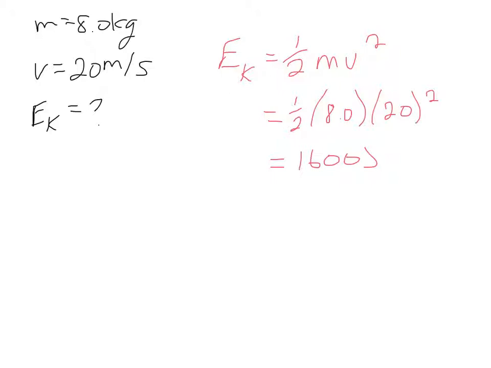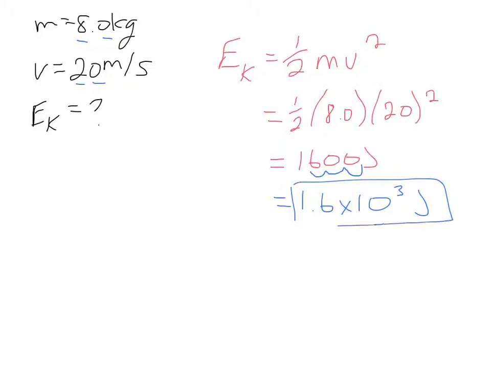If we look back, our significant digits are 2 and 2, so we need to give 1.6 times 10 to the, we had to move the decimal place 3 times, so times 10 to the 3 joules.